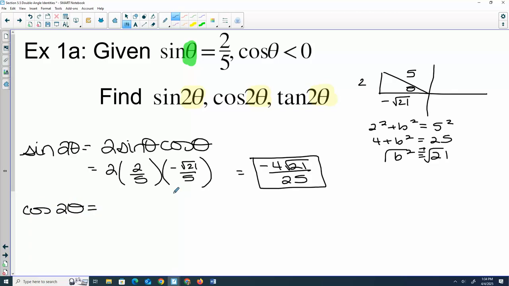3 different formula choices. It does not matter a bit which one you choose. Since I've already set up my triangle, there's really no one formula that's easier than the other. If I were just trying to use the information that I was originally given, if I had sine, I might have picked the formula that involves sine, just because then I wouldn't have had to do the whole triangle. But we needed it for the other information anyway. So you can pick any of the 3 for cosine. I'll just go with the 1 minus 2 sine squared theta.